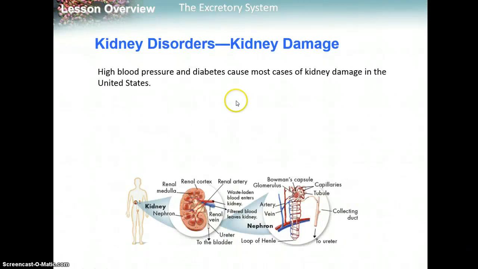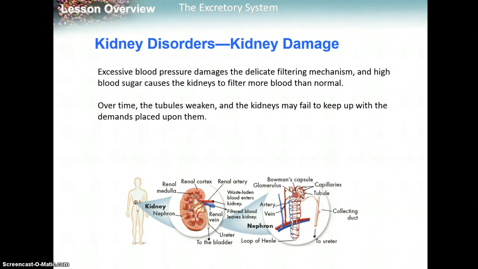Kidney damage: high blood pressure and diabetes cause most cases of kidney damage in the United States. That's why we want to make sure that you keep tabs on these diseases or disorders, and keep your kidneys healthy. Excessive blood pressure damages the delicate filtering mechanism, and high blood sugar causes the kidneys to filter more blood than normal, so that's not good. Over time, the tubules weaken, and the kidneys may fail to keep up with the demands placed upon them.